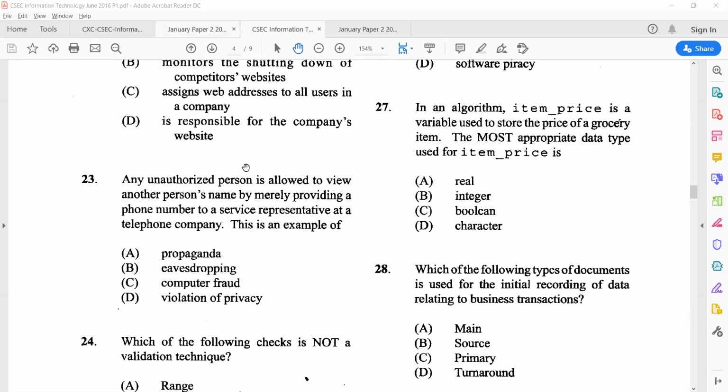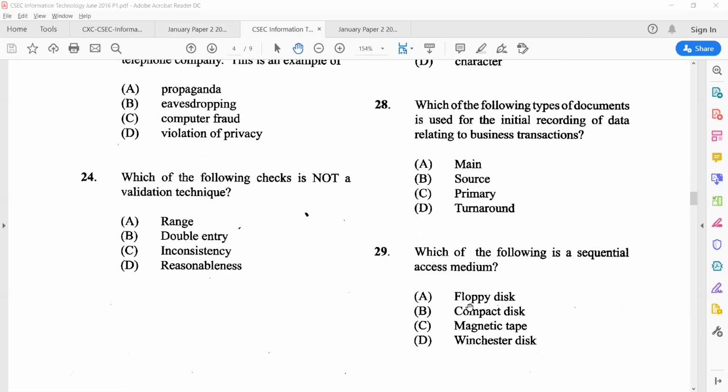Okay, this question should be familiar to most of you. The answer is E, real. Okay. All right, let's move on to 28.